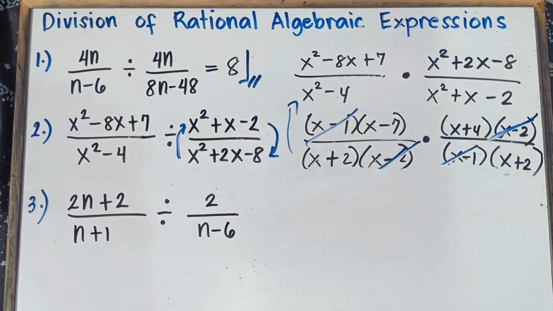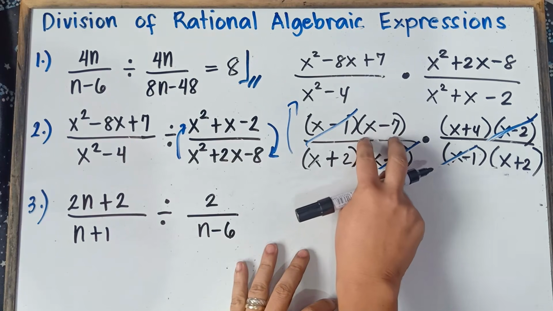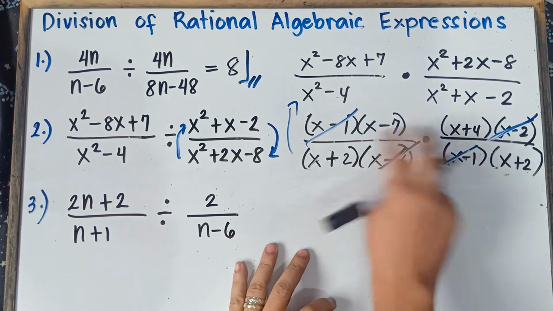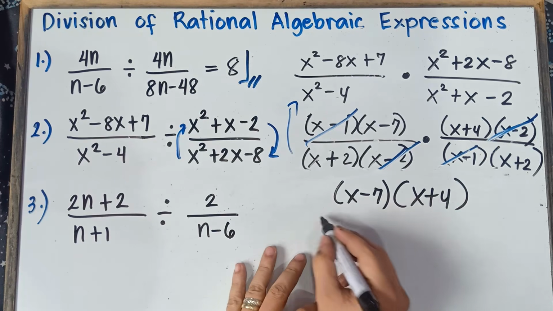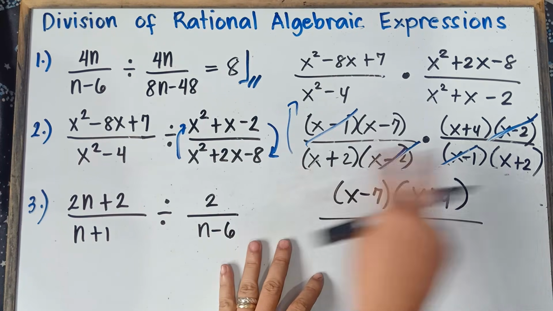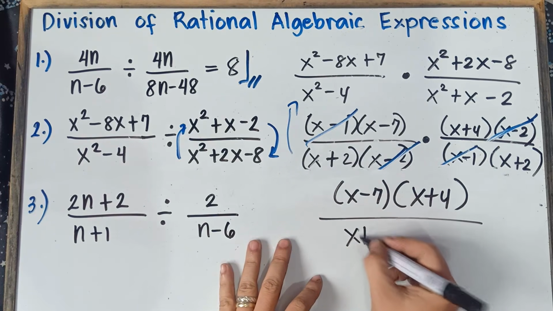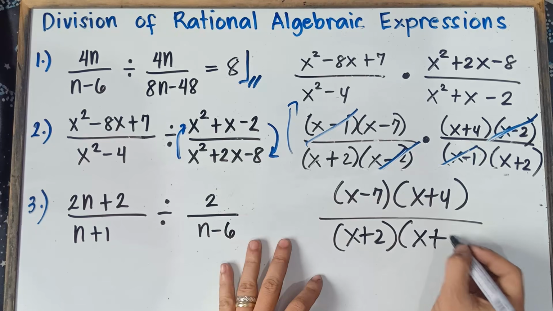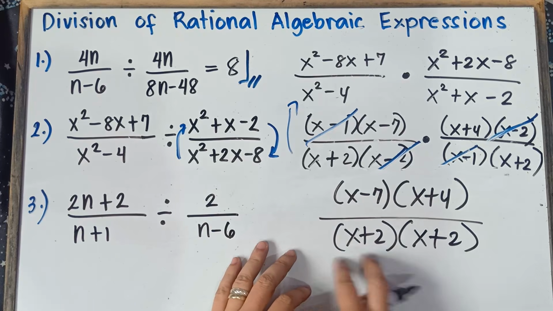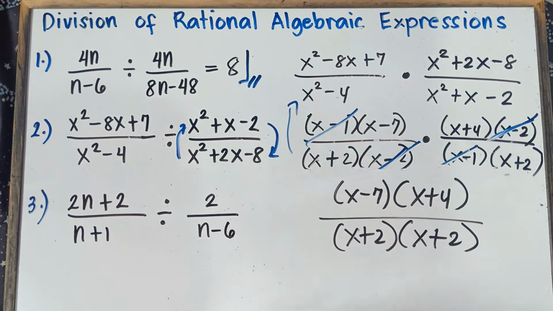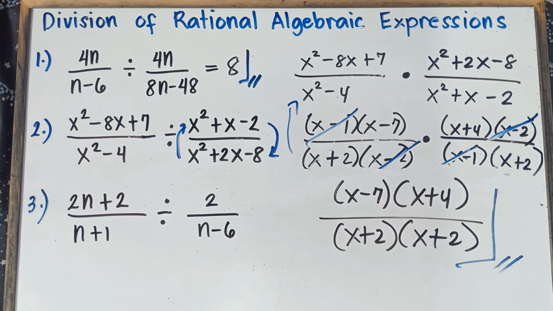Alright, so therefore, our final answer, simply copy this one: x minus 7 multiplied by x plus 4, over x plus 2 multiplied by x plus 2. Once again, class, you can never cancel this out, because these are both denominator. It must be numerator and then denominator. That's the answer, class, with regards to example number 2.